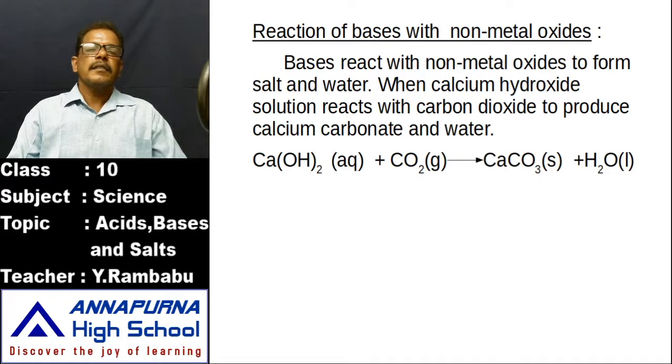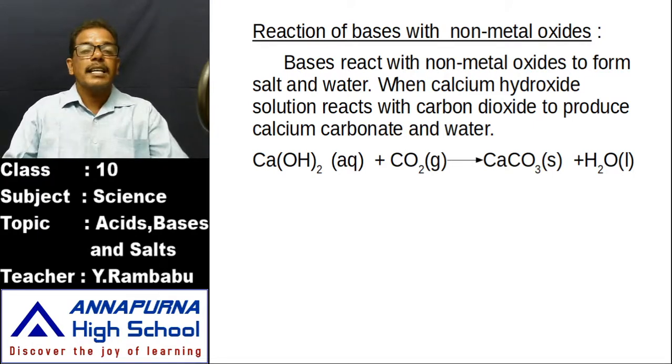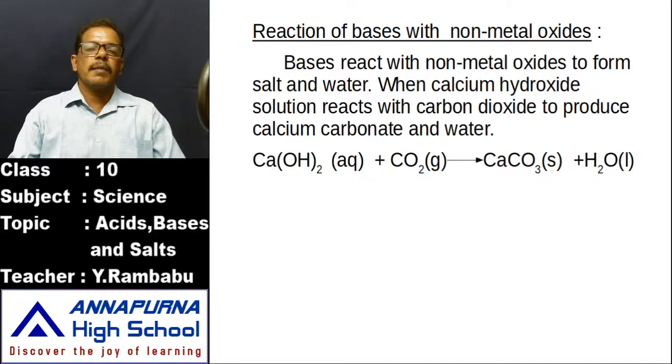Then what are the uses of these bases? These bases are used in our daily life also. For example, for washing clothes, what do we use? Sodium carbonate. And in baking soda, that means cooking soda, what do we use? Sodium bicarbonate. All these are used in our daily life. And sodium hydroxide, what we call caustic soda, its chemical formula is NaOH.